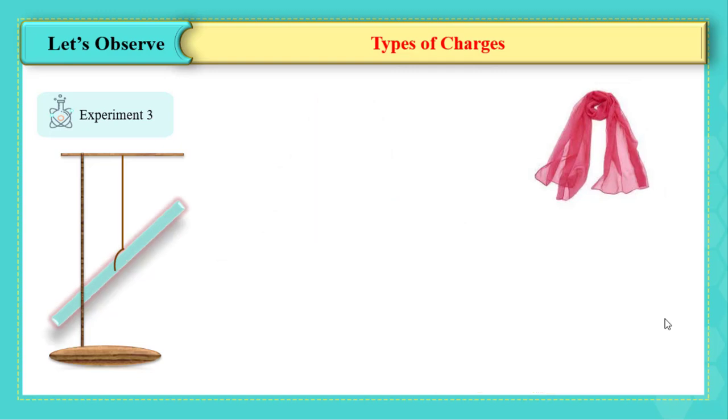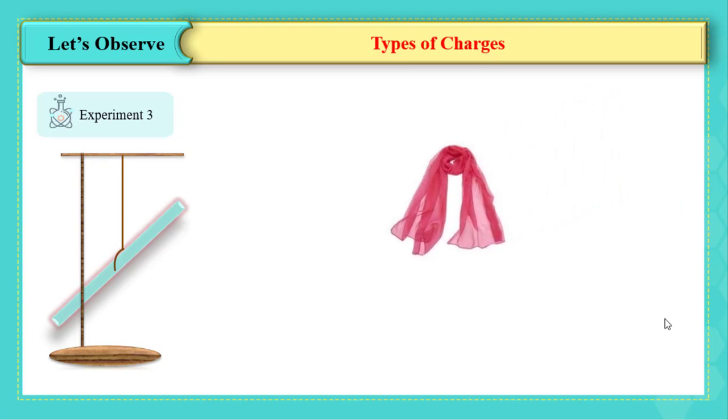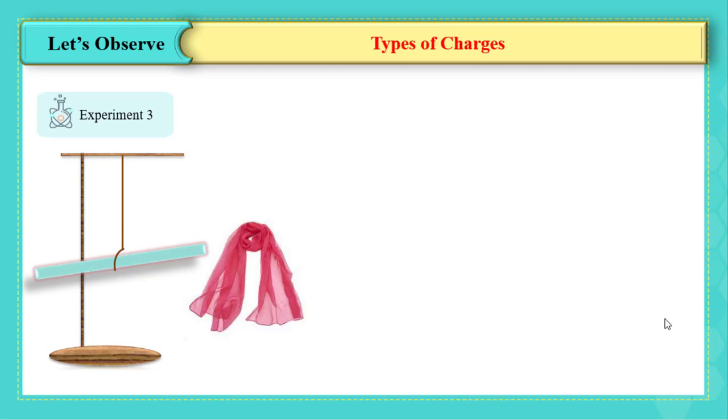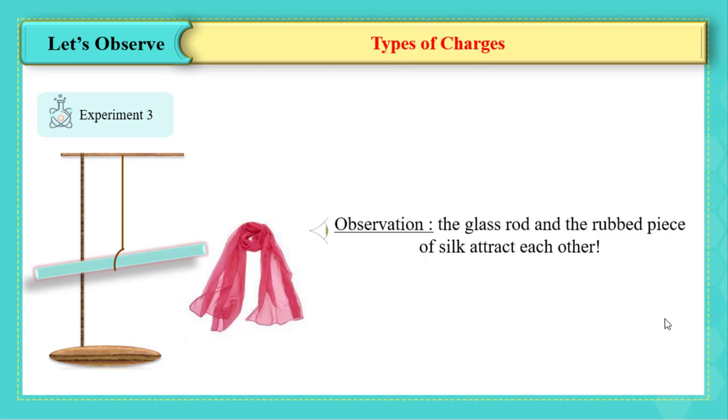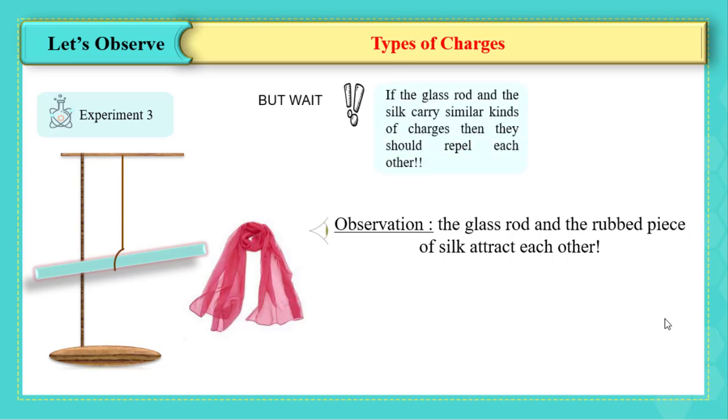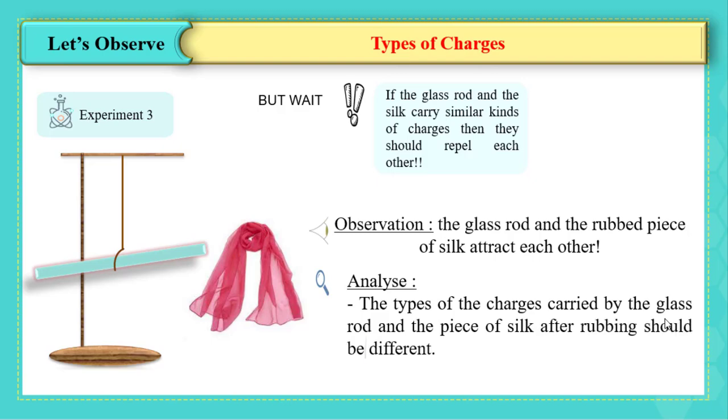Now, what happens if we approach the piece of rubbed silk towards the hanging rod? Approach the piece of rubbed silk towards the hanging rod. We observe that the glass rod and the piece of rubbed silk attract each other. But wait, if the glass rod and the silk carry similar kinds of charges, then they should repel each other. Finally, we can say that the types of the charges carried by the glass rod and the piece of silk after rubbing should be different.